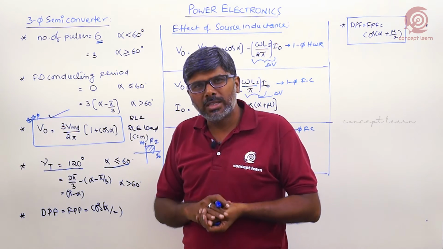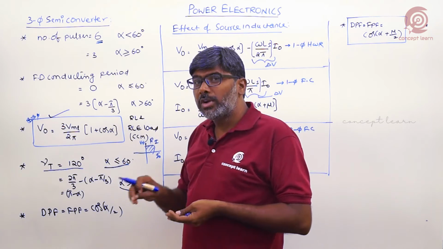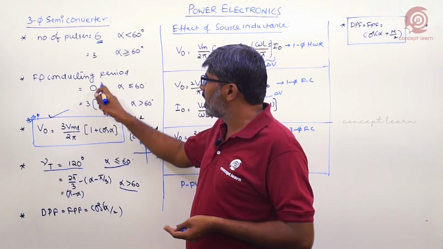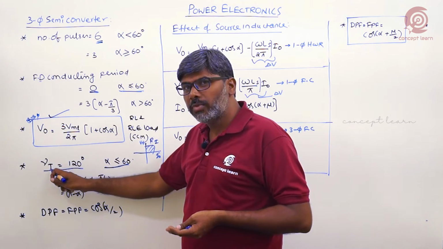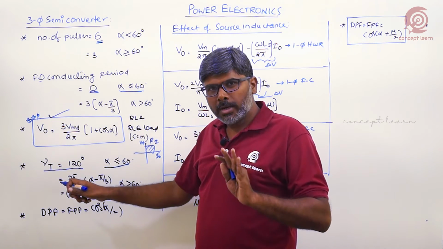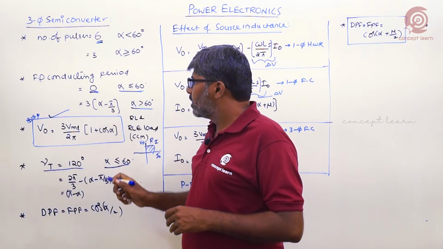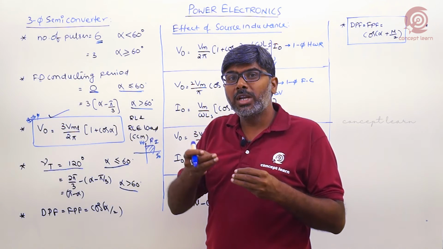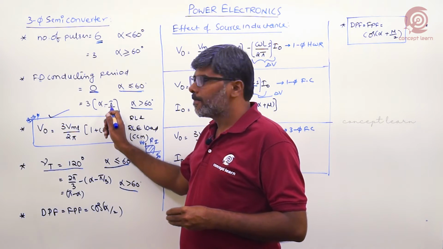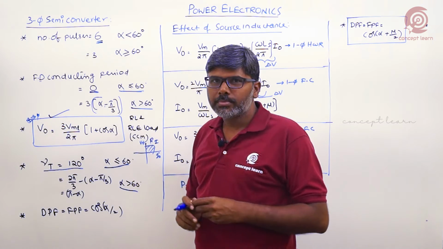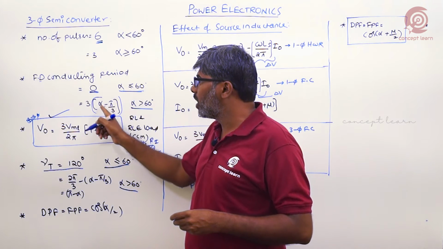But what about alpha greater than 60 degrees? For alpha greater than 60, the freewheeling diode exists. What is the freewheeling diode conducting period? It is 0 for alpha less than or equal to 60. That is why the conducting period of each switch, both thyristor and diode, is 120 degrees. But if alpha is greater than 60 degrees, the freewheeling diode comes into the picture. It conducts alpha minus pi by 3. This is for one pulse. How many pulses for alpha greater than 60? 3 pulses. That is 3 into (alpha minus pi by 3).